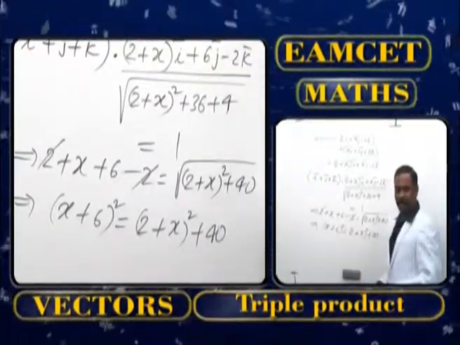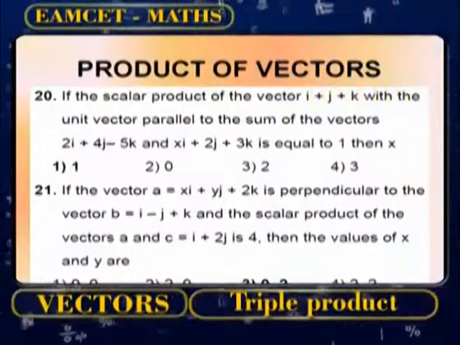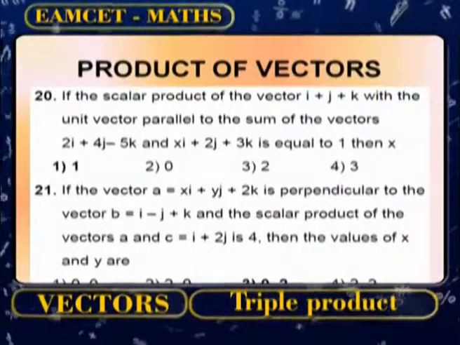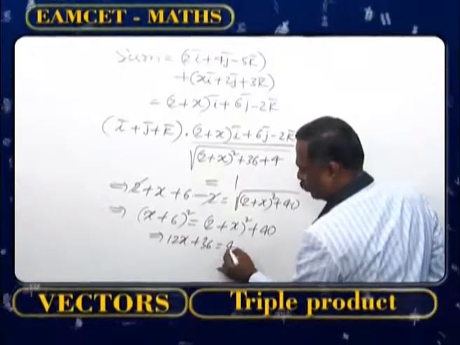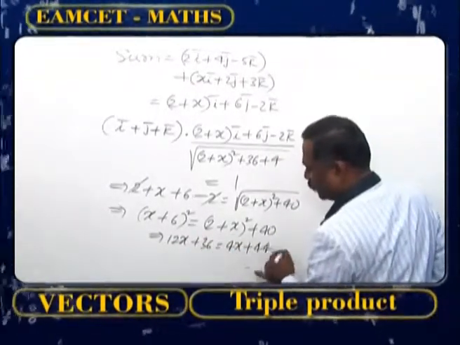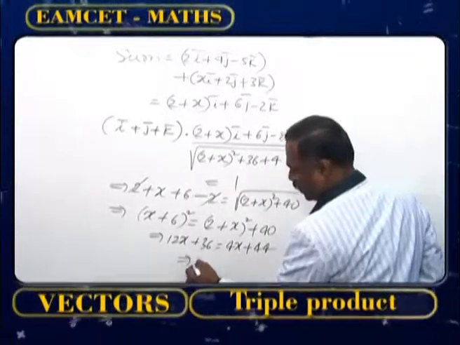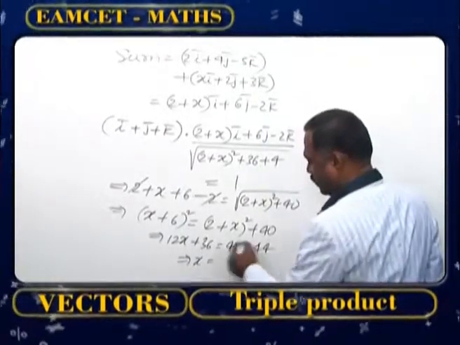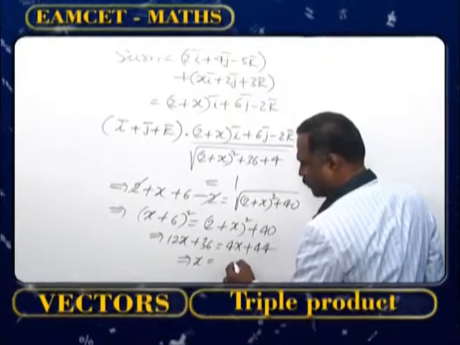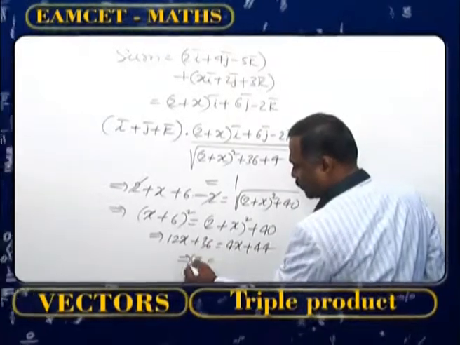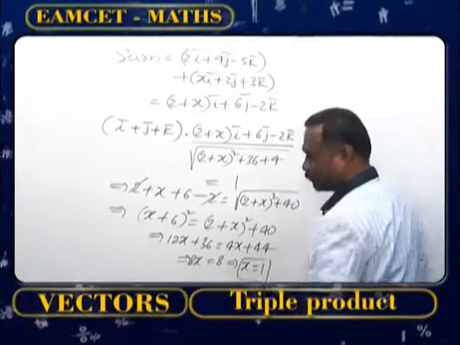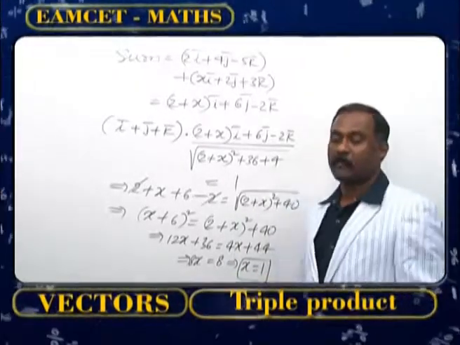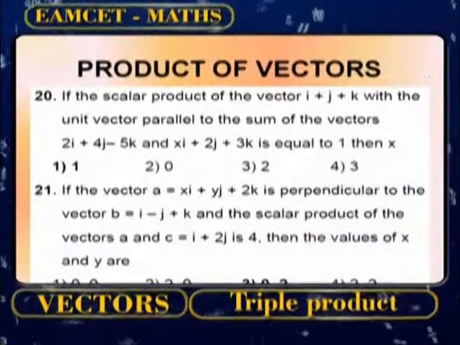So this is x square getting cancelled on both sides. Now it is 12x plus 36 is equal to 4x plus 44. Now from this one, you can get the value of x. x is nothing but here 8, here it is 8x. So x is equal to 1. You can see the option there, x is equal to 1.